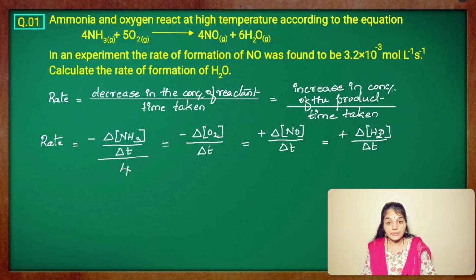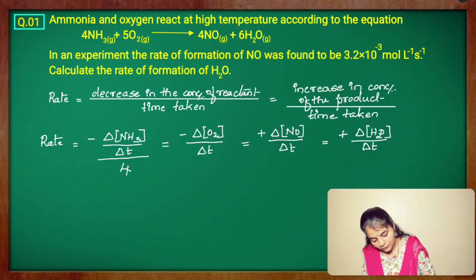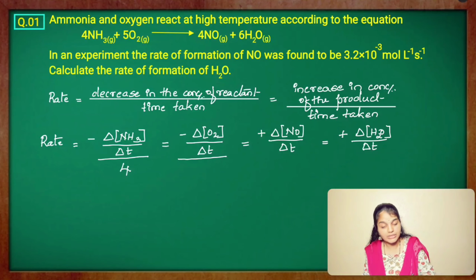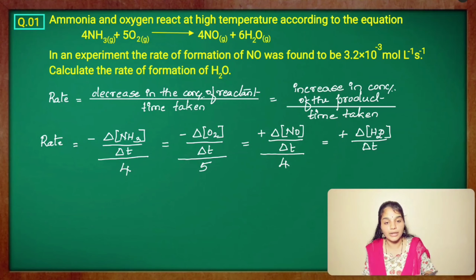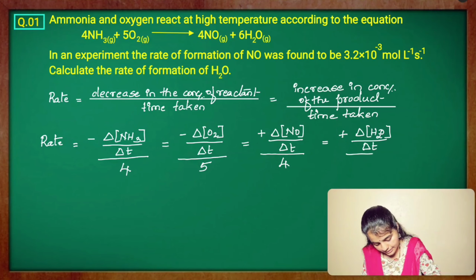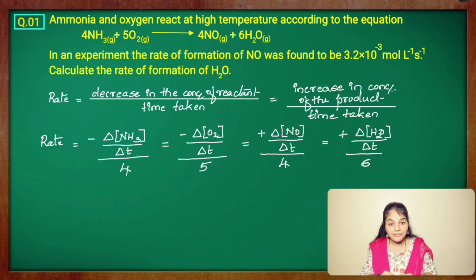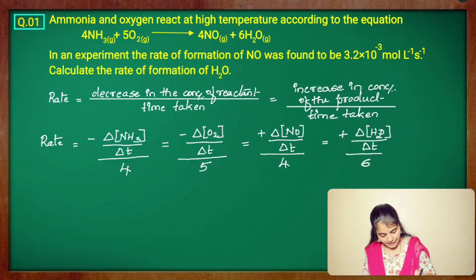So now whatever values of stoichiometric coefficients we have in the given chemical equation, we will write them in the denominator. So the stoichiometric coefficient corresponding to oxygen is 5. So this divided by 5, and corresponding to NO is 4. So divided by 4, and that of corresponding to water is 6. So this is the rate equation. Now we have written rate equation without any confusion.